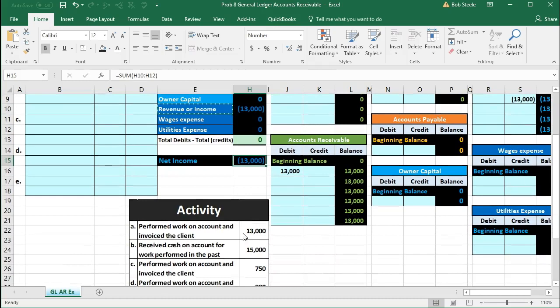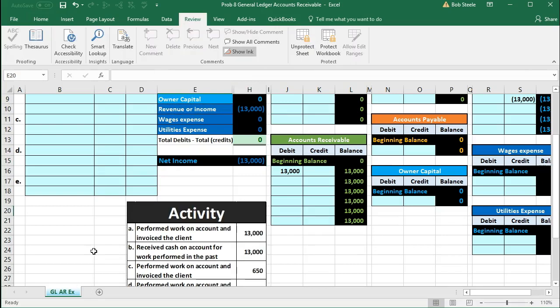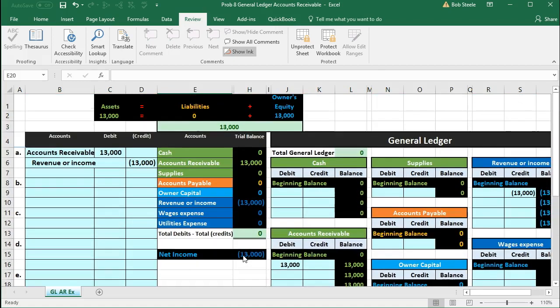Next activity, we said B, receive cash on account for work performed in the past. Note, I just updated the worksheet a tad here. So this is going to be the 13,000. 13,000 is going to be B, meaning we received cash on account for work performed in the past, 13,000. And we're going to say our first question, is cash affected? We're going to say, yes, we received cash.